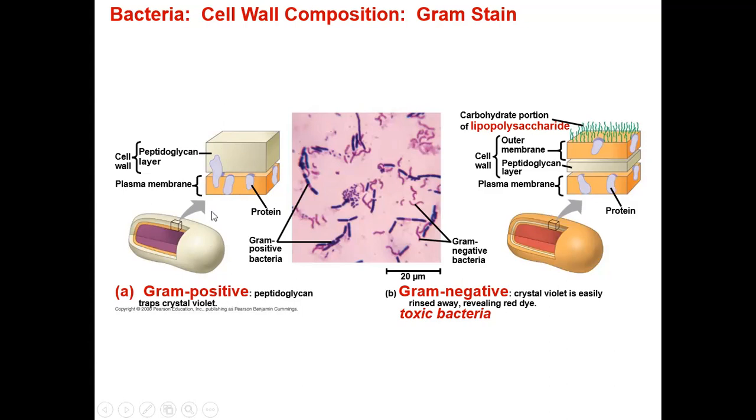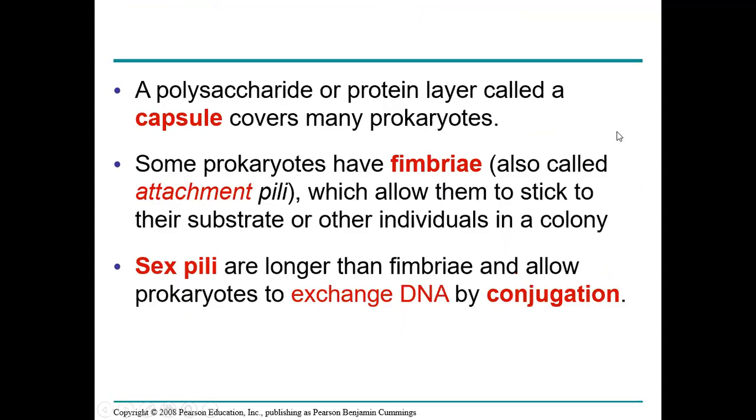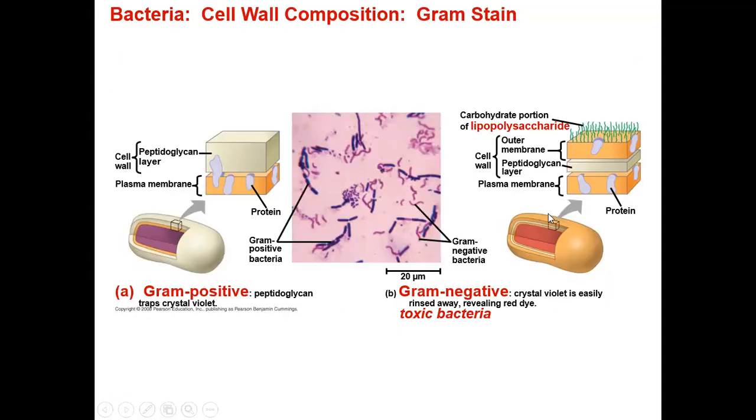We look into the case of gram-positive bacteria. This is a peptidoglycan layer. The bacterial cell membrane is here, protein is here, and the peptidoglycan layer is there. In gram-positive bacteria, peptidoglycan traps the crystal violet. Crystal violet will be trapped in the peptidoglycan layer. Whereas in gram-negative bacteria, the peptidoglycan layer is present in between. There is a plasma membrane, and after that, there is a small layer of peptidoglycan and an outer membrane. That outer membrane contains lipopolysaccharide. Whereas in gram-positive bacteria, the plasma membrane is there, and after that, only the peptidoglycan layer.